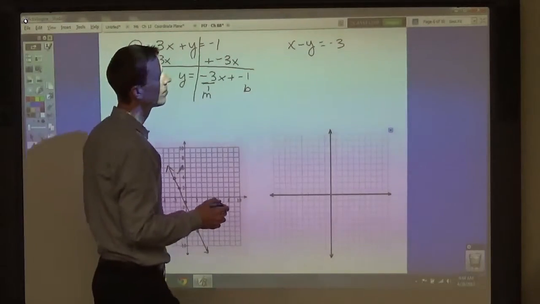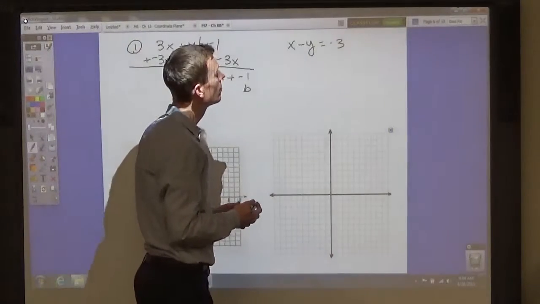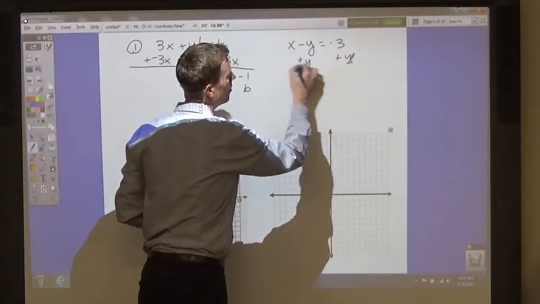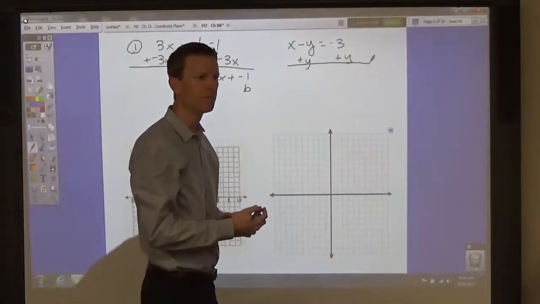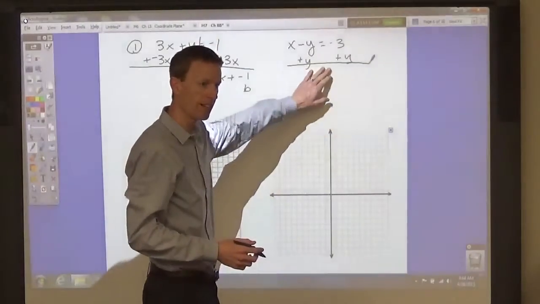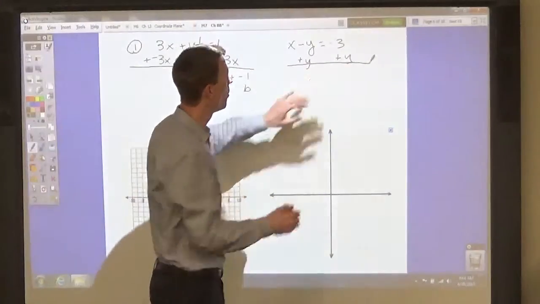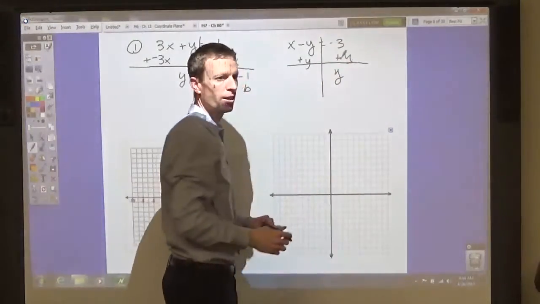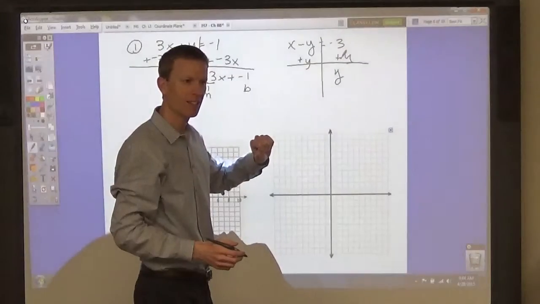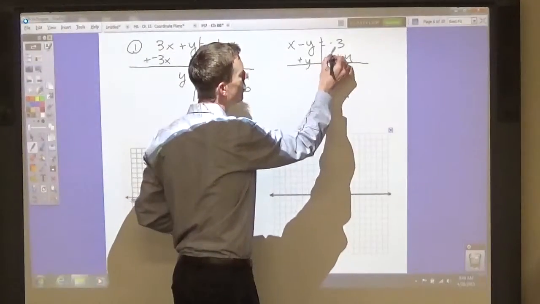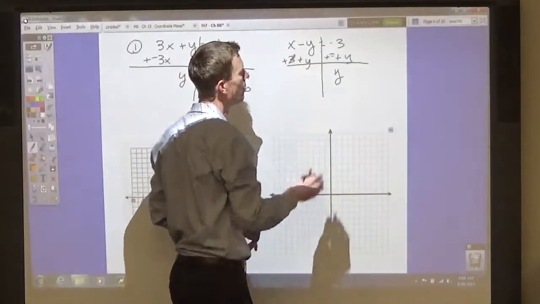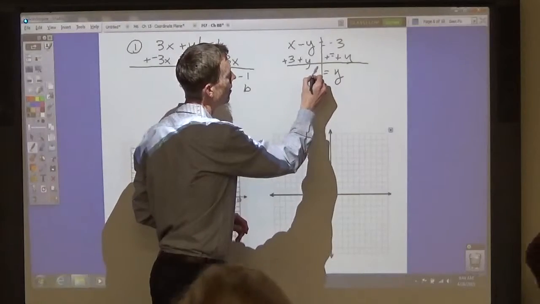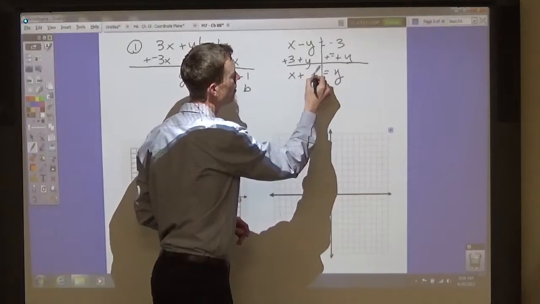James. Plus y. Yeah. So we're going to solve this for y again. That's good. What do we have to get rid of on the same side as y, James? -3. So add 3 to both sides, right? So y equals x plus 3. Yep, x plus 3. Good.